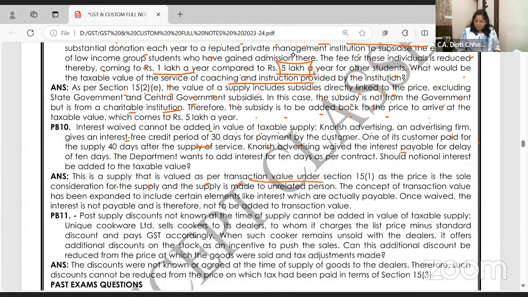So this is a supply that is valued at transaction value, and it is supplies made to unrelated person. The concept of transaction value has expanded to include certain elements like interest, which are actually payable. Once waived, the interest is not payable, and कहाँ पढ़ रहे थे हम? हाँ, interest is not payable and therefore not to be added in the transaction. So if interest, late fees and all is waived, you will not include it. Otherwise, interest and late fees and all we are including. It is waived, then don't include it.